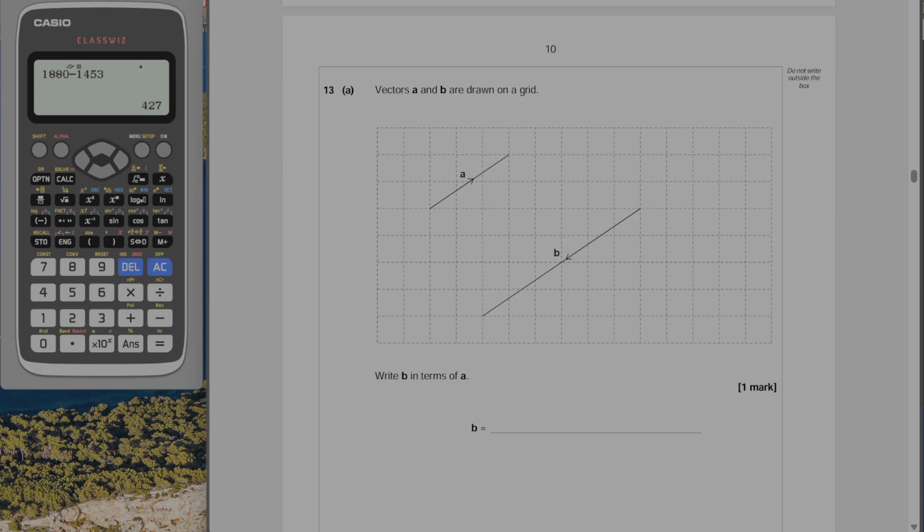Right, question 13. Vectors a and b are drawn on a grid. Write b in terms of a. So let's just look at this. This is 3, 2. This is in the opposite direction. So that is 2, 4, 6. So that is minus 6, minus 4. So in effect then b is equal to minus 2a.